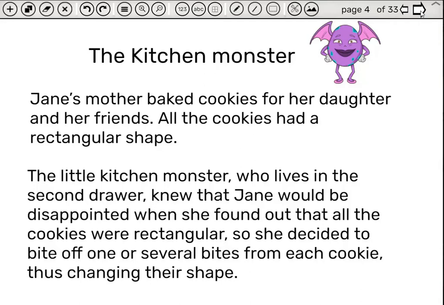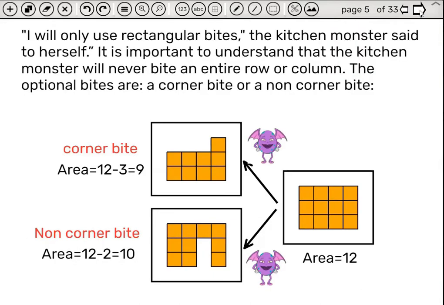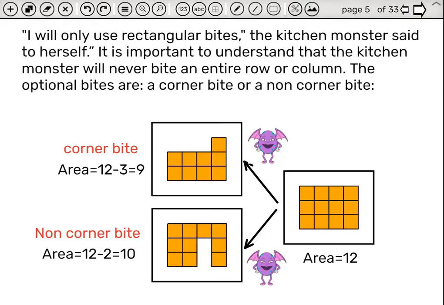The little kitchen monster, who lives in the second drawer, knew that Jane would be disappointed when she found out that all the cookies were rectangular. So she decided to bite off one of several bites from each cookie, thus changing their shape. Let's continue. I will only use rectangular bites, the kitchen monster said to herself. Now, it's important to understand that the kitchen monster will never bite an entire row or column. The optional bites are a corner bite or a non-corner bite.